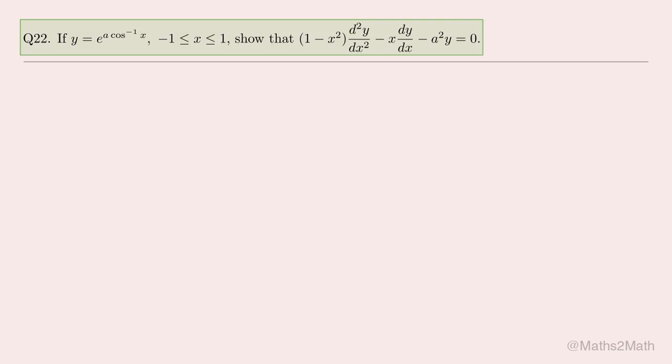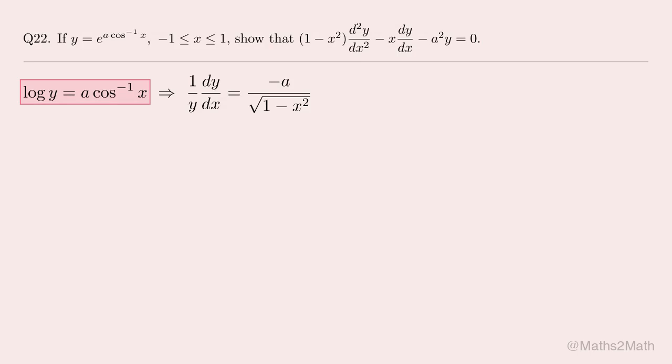Question 22, the final one of Chapter 5. An exponential of inverse cosine with a second-order identity to verify. Take logs, clear the root, and differentiate a second time. Logs give an inverse cosine x.